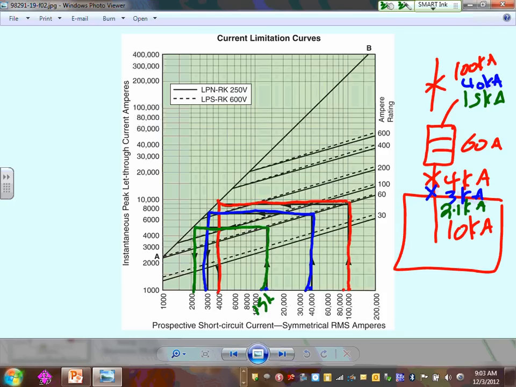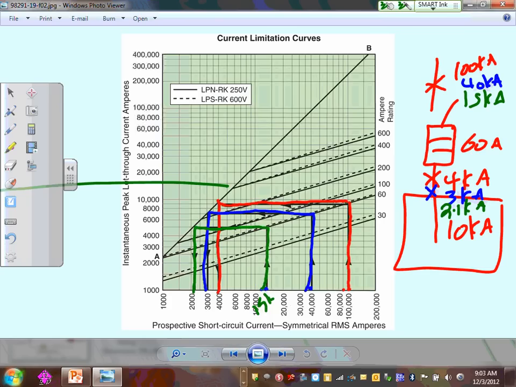I need a thumbs up, Chad. We completely understand. Why do the current limiting fuses do this type of work, guys? Because here's what they do. Remember that short circuit? Here's my system.